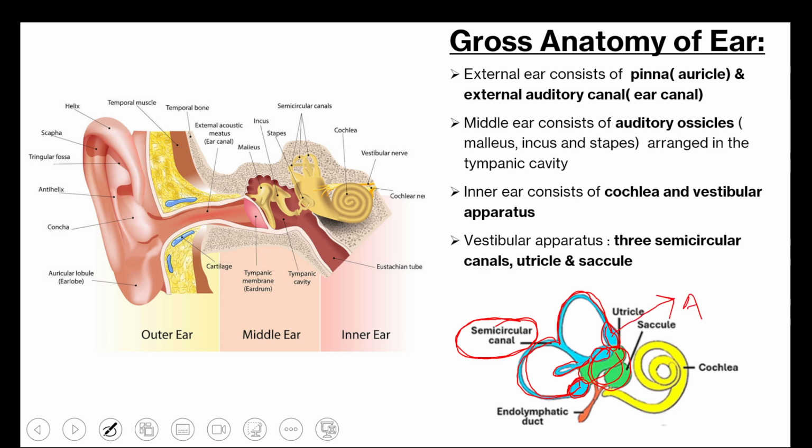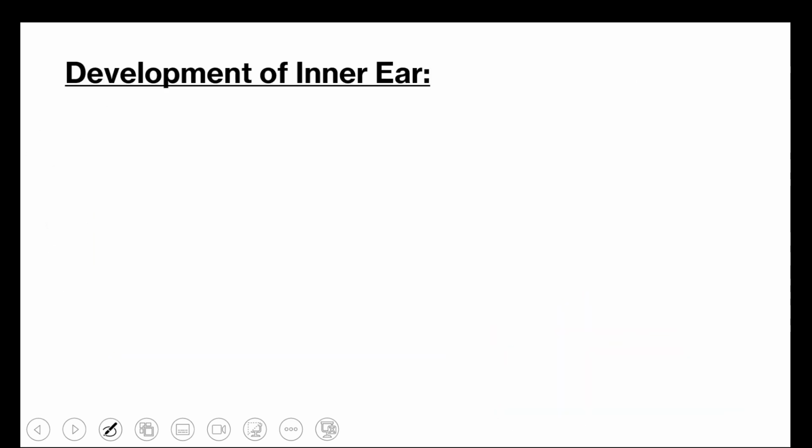And also there is an endolymphatic sac, and this endolymphatic sac is connected to the vestibule through the endolymphatic duct, and this is the cochlear duct, and this cochlear duct connects the saccule to the cochlea. So all these structures come under the inner ear. So let's begin with the development of the inner ear.